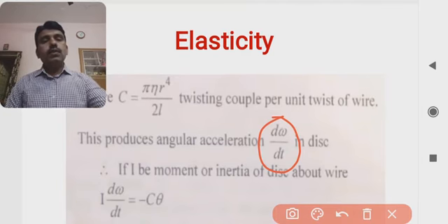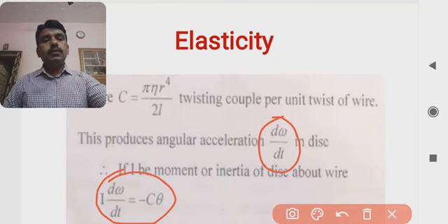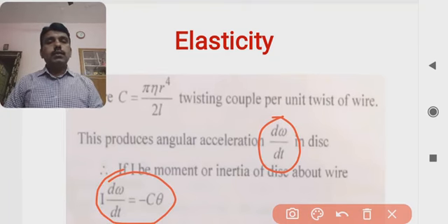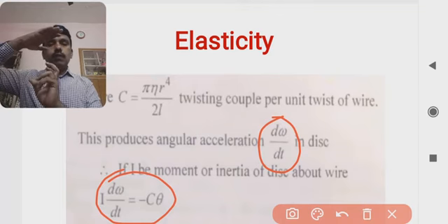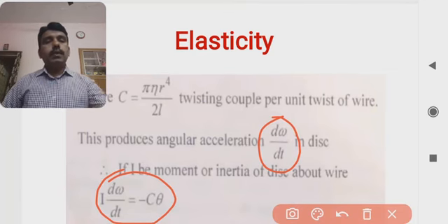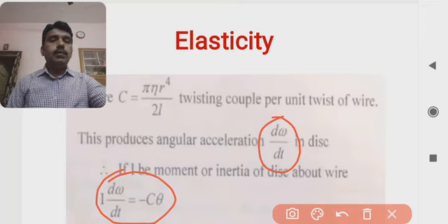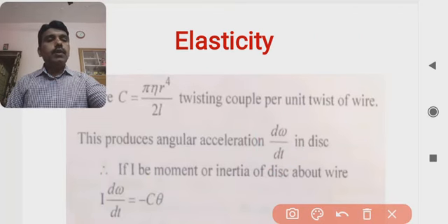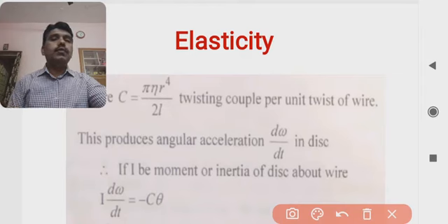Now the question will arise: why is there a minus of c theta? If I am twisting it from left to right, definitely I will get the restoring couple in the other direction. That means it will come in the reverse way, from right to left, and that is why the directionality of proportionality is given with the minus sign, and I d omega by dt is minus c theta. This is how I can correlate the angular acceleration times moment of inertia with the restoring couple in this torsional pendulum.